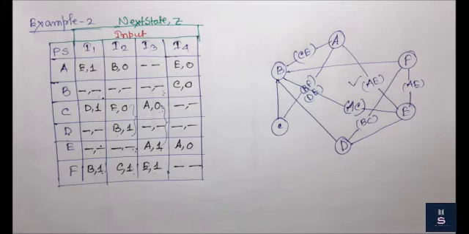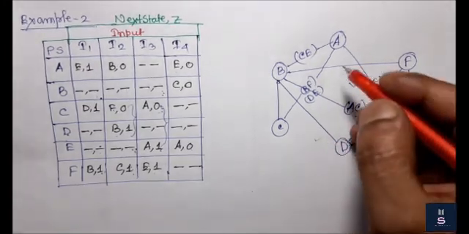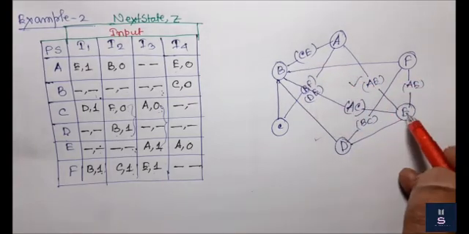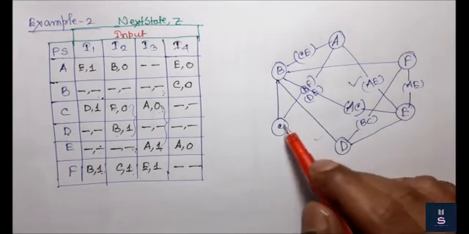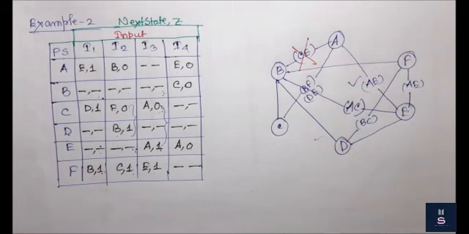So, now check first AB. A, B, is there any arc? Yes, CE. C is present, CE. No, C is not present. So, AB is not possible, right.